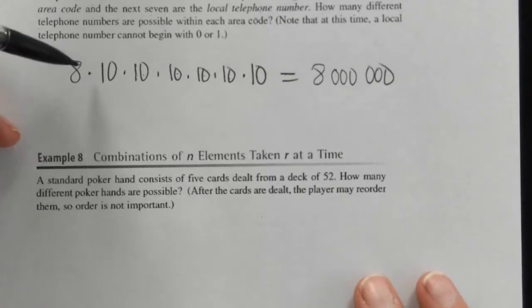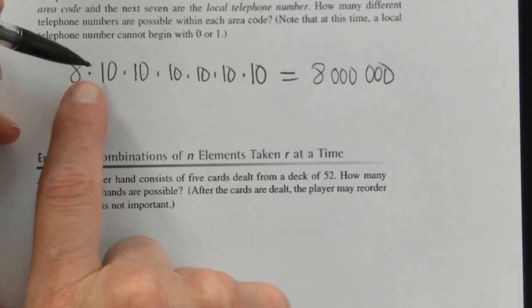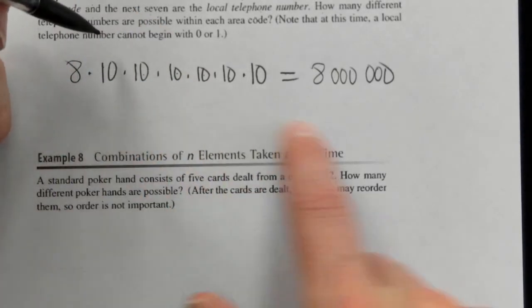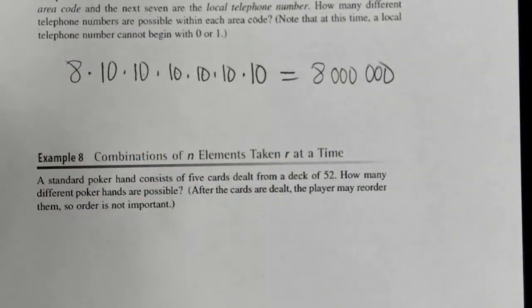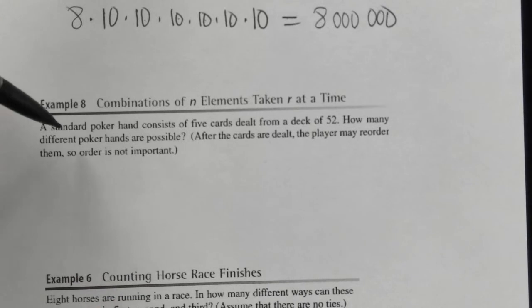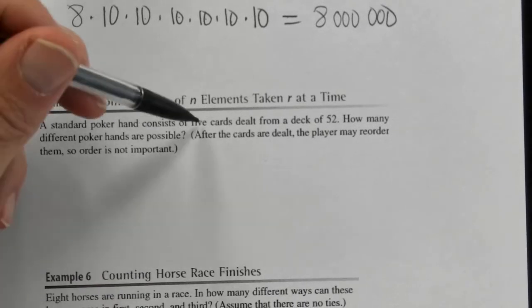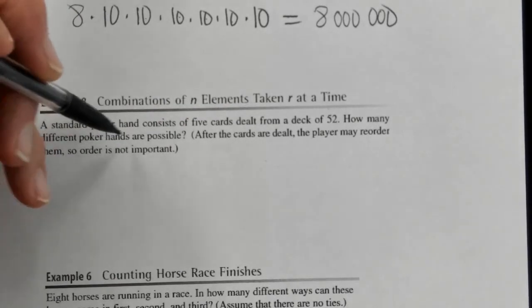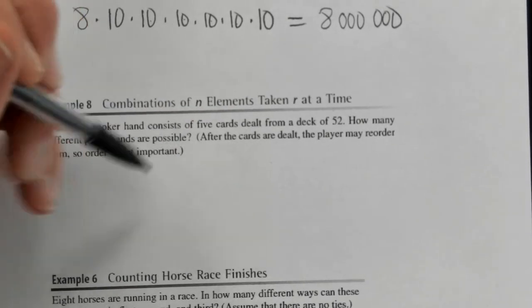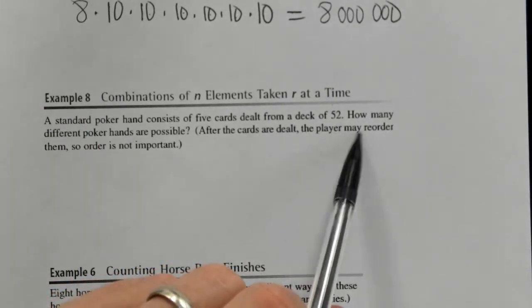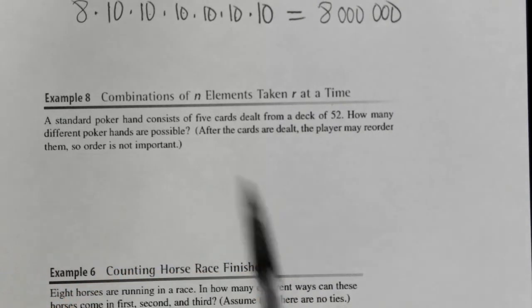Remember, however many choices you have for each element, you take those and multiply them together, and that would be how many you have total for the full set of events. All right, so let's look at the next problem. It says a standard poker hand consists of 5 cards dealt from a deck of 52. How many different poker hands are possible? It also tells us that after the cards are dealt, the player may reorder them, so the order is not important.